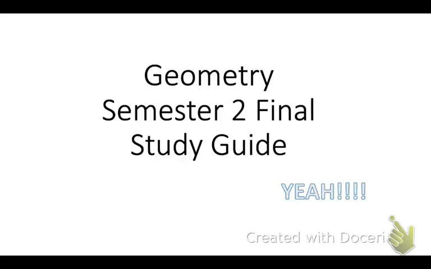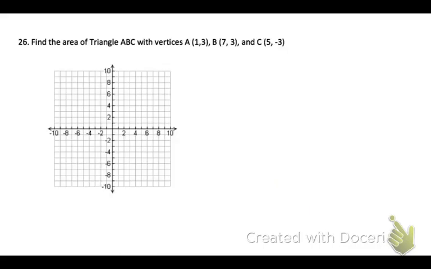Continuing on with our Geometry Semester 2 Final Study Guide. In this problem, I want you to find the area of triangle ABC with vertices at (1, 3), (7, 3), and (5, -3). The first thing I'm going to ask you to do is plot those points and draw the triangle. Then it's really easy to see, hey, I've got a horizontal line. I'm going to count those spaces, so that's 6 units.